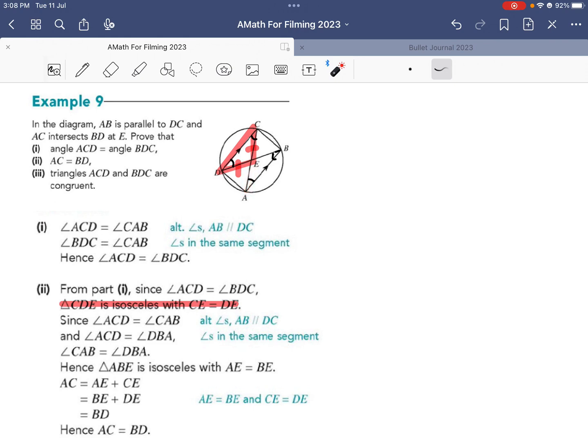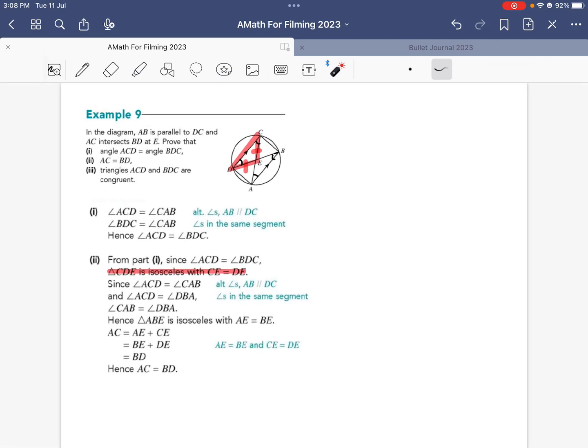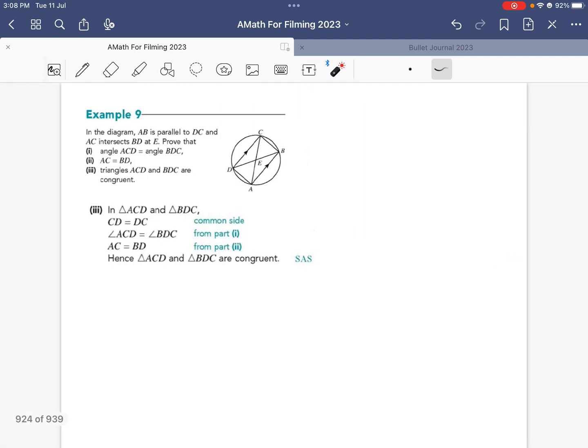So instead of AE, I have replaced AE with BE. Similarly, I will replace CE with DE. Then once you get to BE plus DE, what is it equal to? It is equal to BD. Hence, I've proven that AC itself is equal to BD.